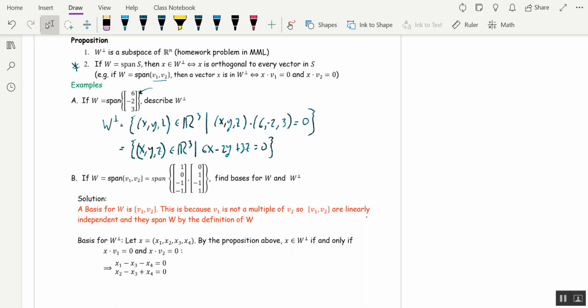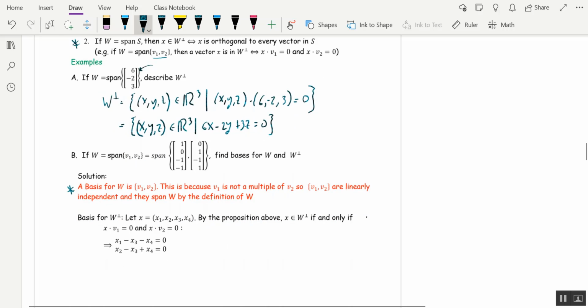Here I've got W, which is spanned by two vectors in R4. Find a basis for W and W perp. So a basis for W is easy. W is spanned by two vectors, but those vectors are not multiples of each other, so they're linearly independent. So by definition, a basis for W is just v1 and v2.